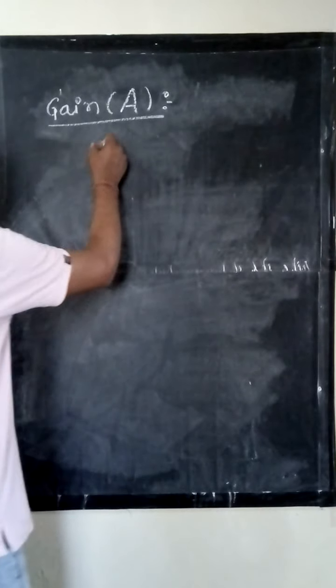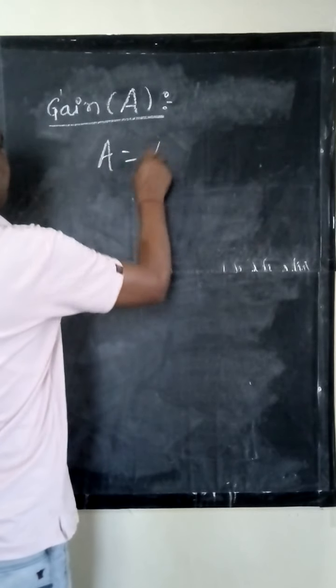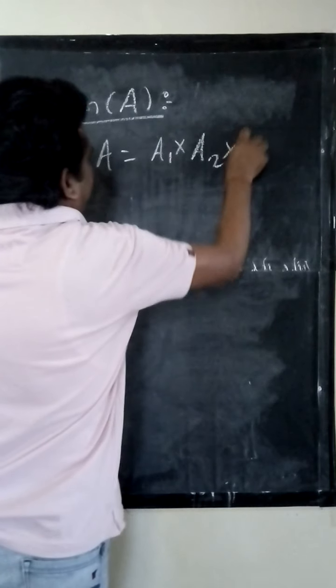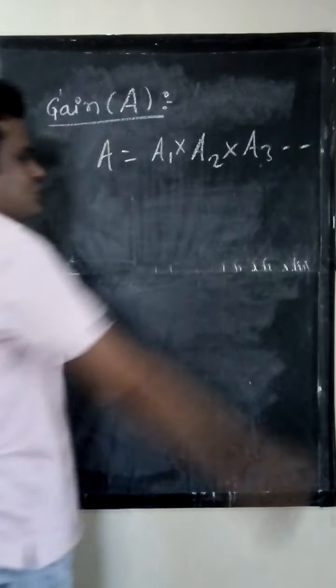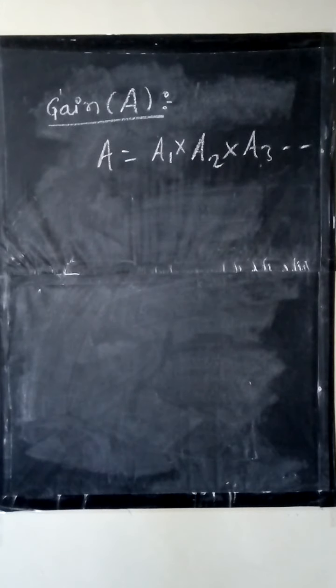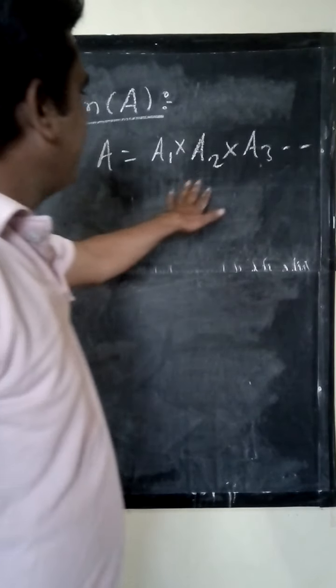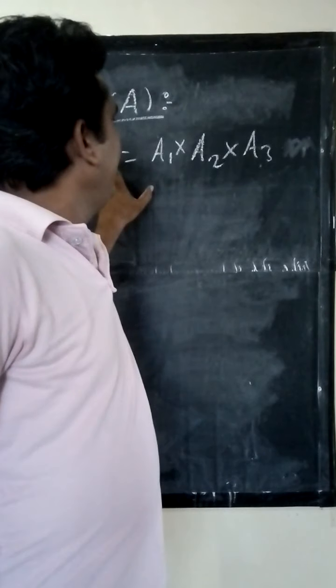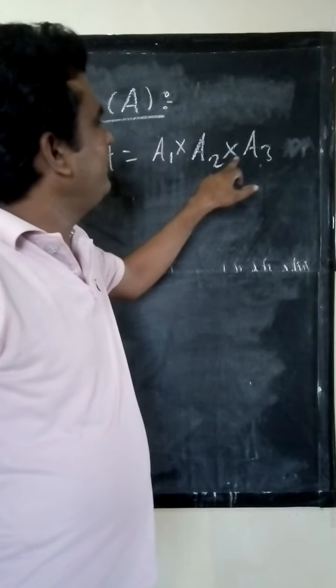So the gain of the multi-stage amplifier A is given by A1 into A2 into A3 and so on. For example, if there are 3 stages, we can write A equals A1 multiplied by A2 multiplied by A3.